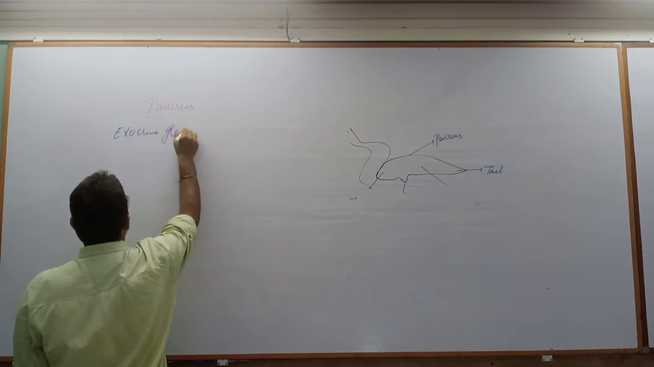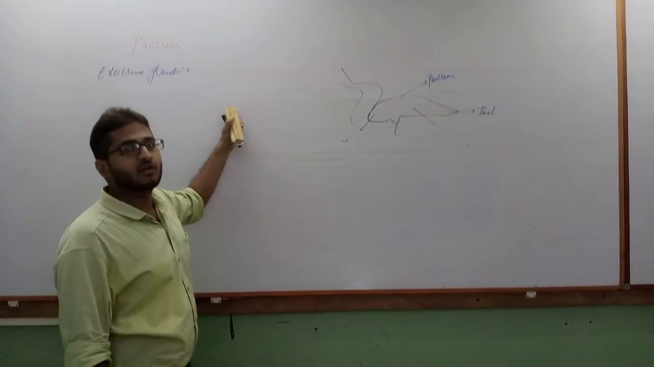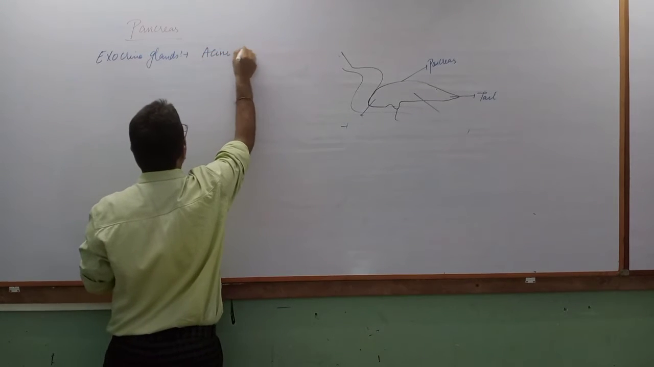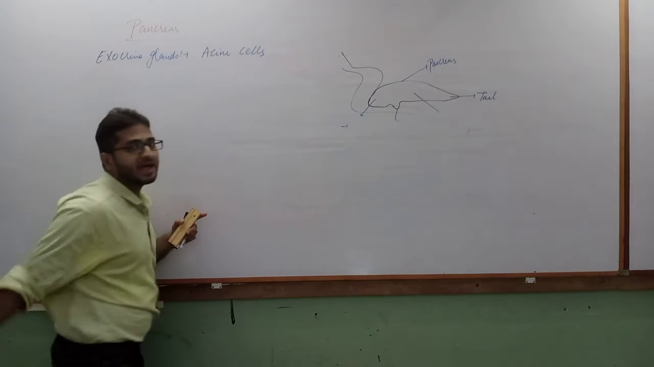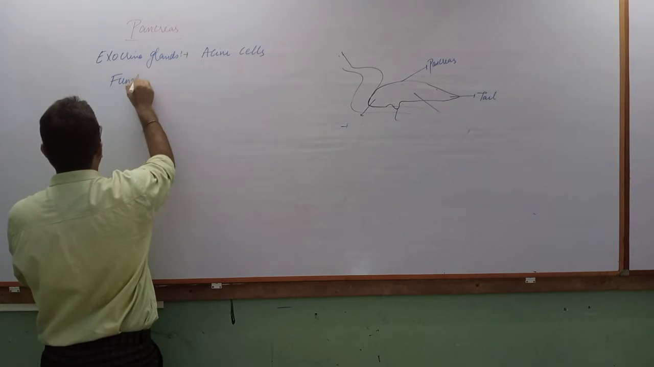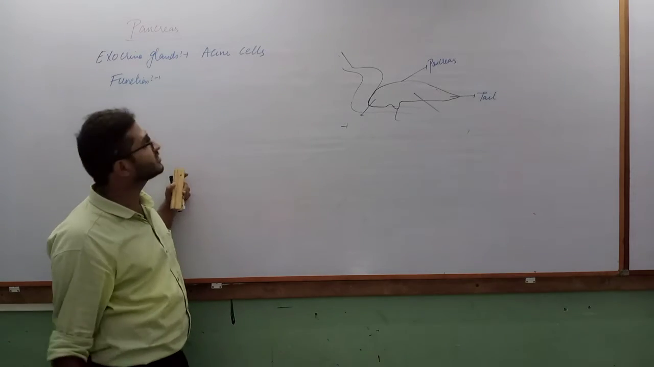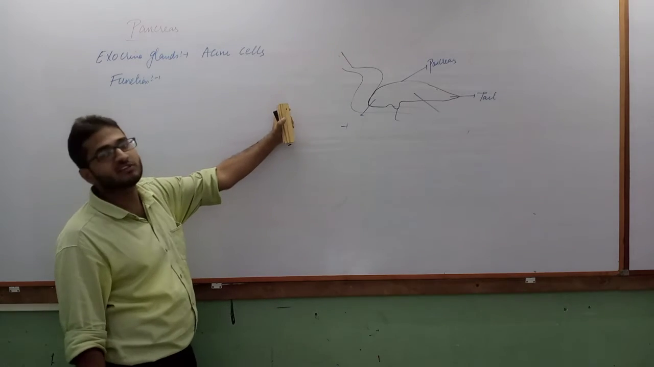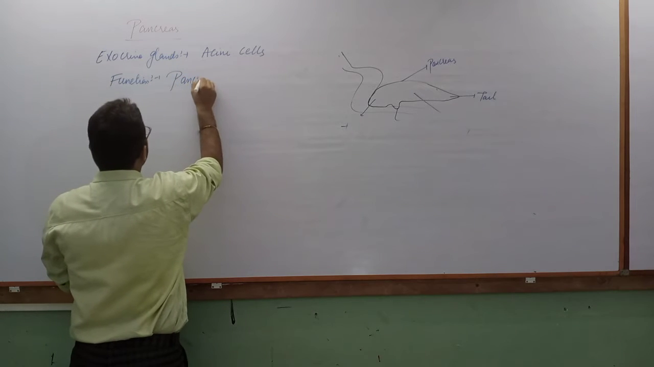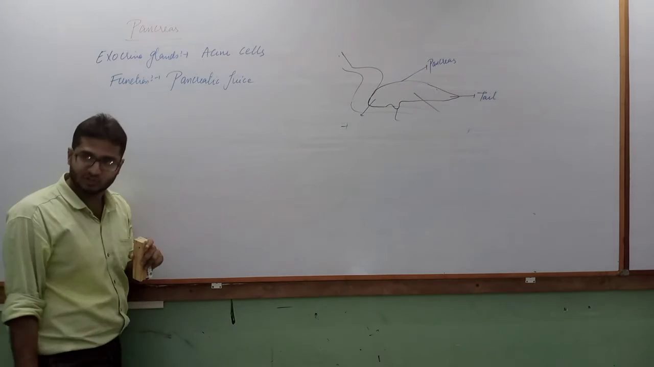So first discussion is how the pancreas acts as an exocrine gland. The main type of cells are acini cells, and the function of these acini cells is to secrete, or to be more specific, the exocrine part comprised of these acini cells secretes a juice, and that juice is called pancreatic juice.